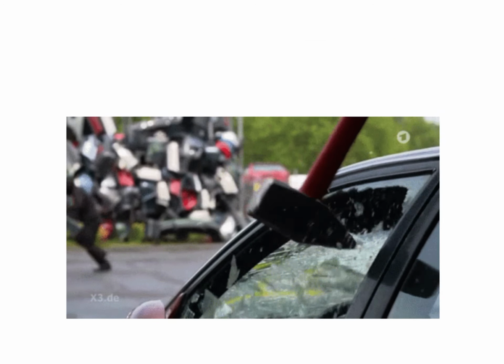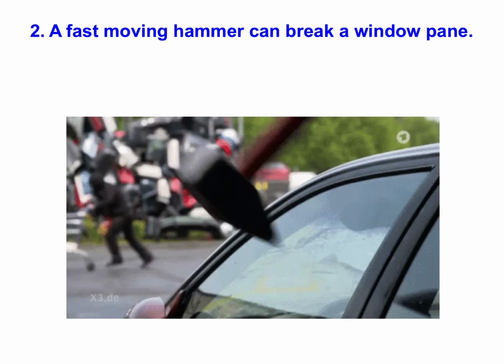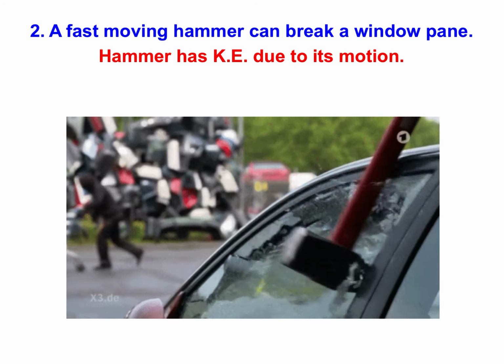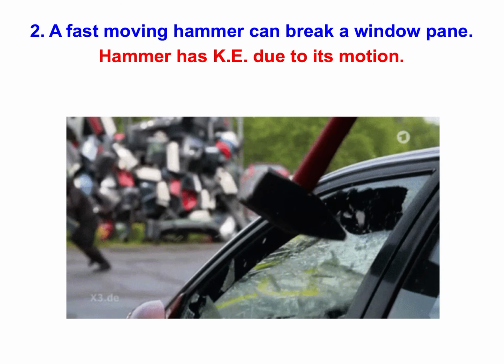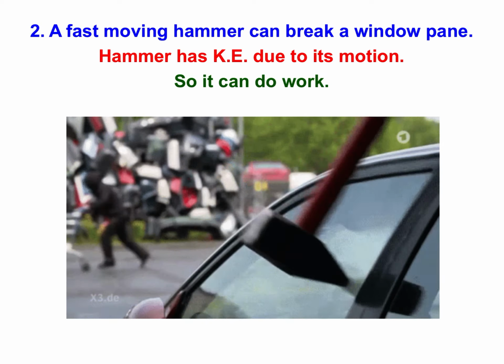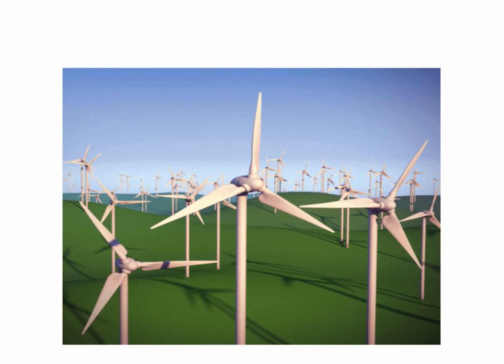This is a hammer which is striking on the glass window. A fast moving hammer can break a window pane. Hammer has kinetic energy due to its motion, so it can do work. A moving hammer has kinetic energy.